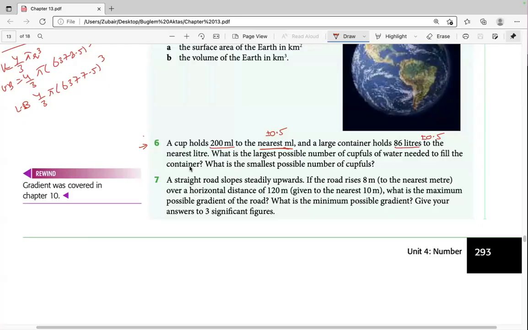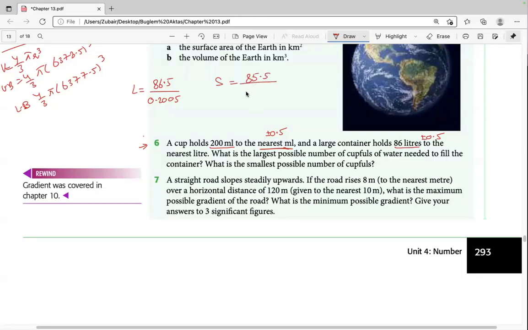So the largest number of cups is going to be 86.5 divided by 0.2 minus 0.5. Do you agree? The largest number of cups will be given by this formula, and the smallest number of cups would be given by these values.